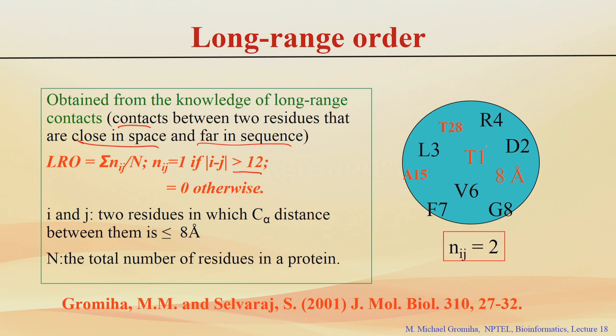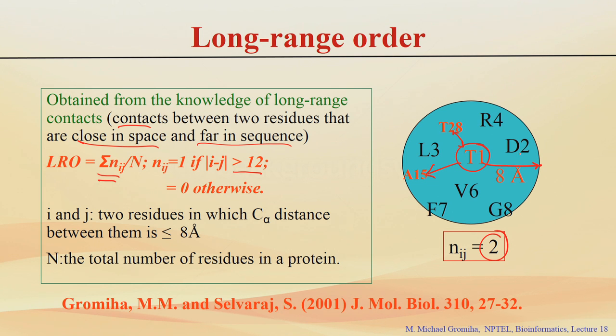For example, if the T is the central residue, they use an 8 angstrom sphere. They construct a sphere of 8 angstrom, and these are the residues located within the limit of 8 angstrom: aspartic acid 2, arginine 4, 328, leucine 3, A15, V6, F7 and G8. Among all these residues, how many are separated by at least 12 residues? For example, this and this, so they are separated by 12 residues, and here they are separated by 12 residues, and all others do not have 12 residues. So, in this case Nij equal to 2, and here delta sigma Nij means you can do it for all the residues.